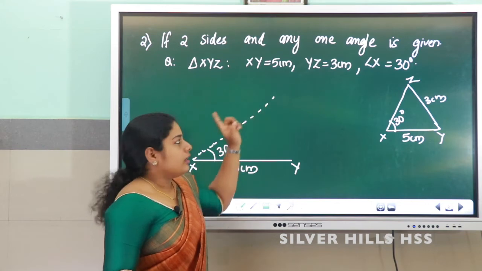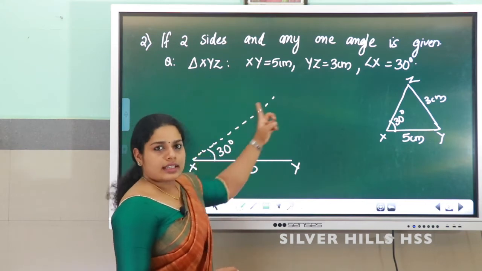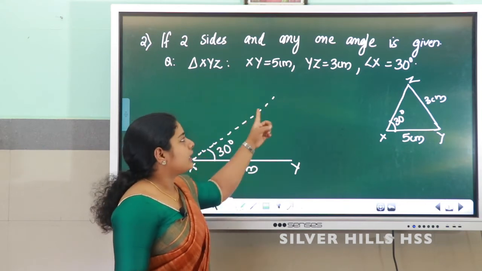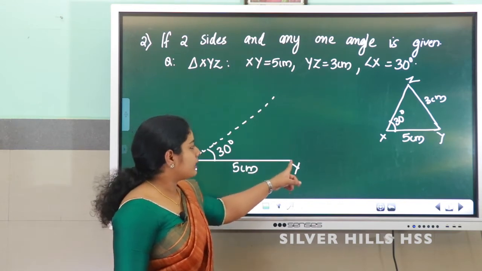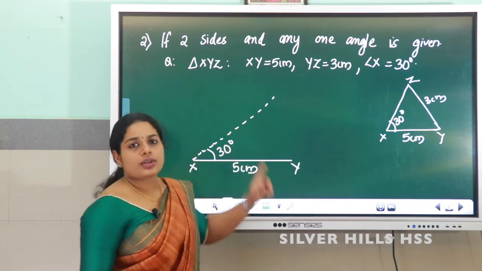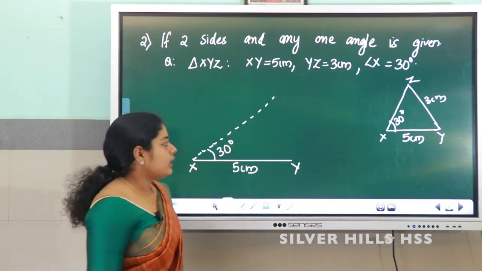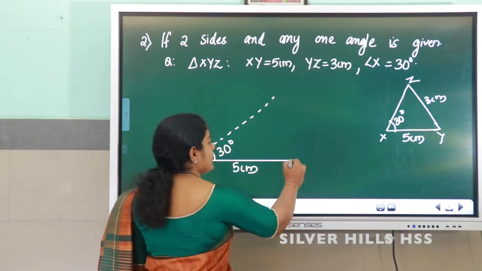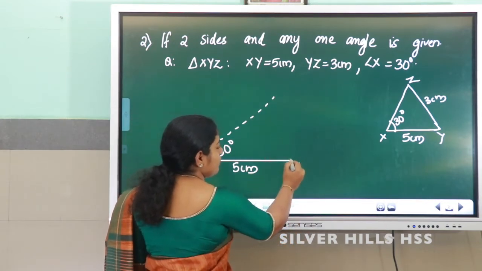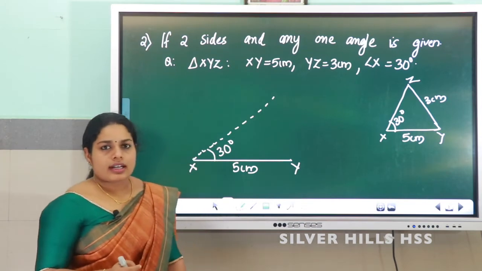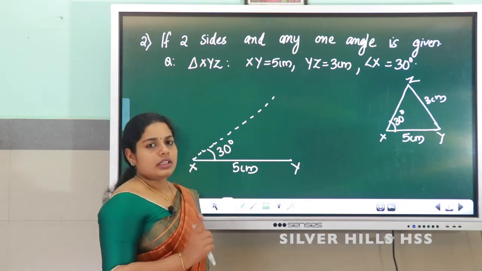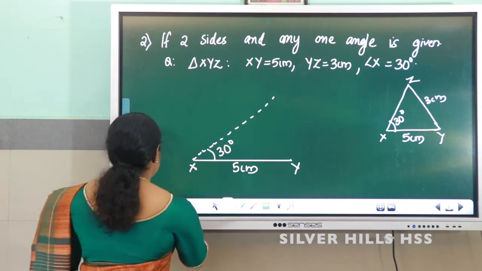Now, we are not given the length XZ, but we are given the length YZ, which is equal to 3 centimeter. So what we are going to do is, from Y, measure 3 centimeter.